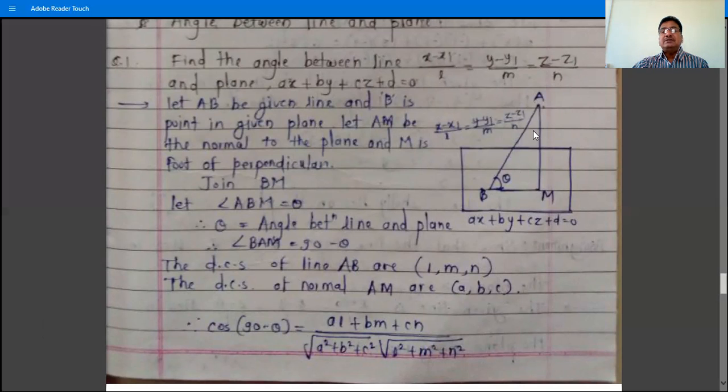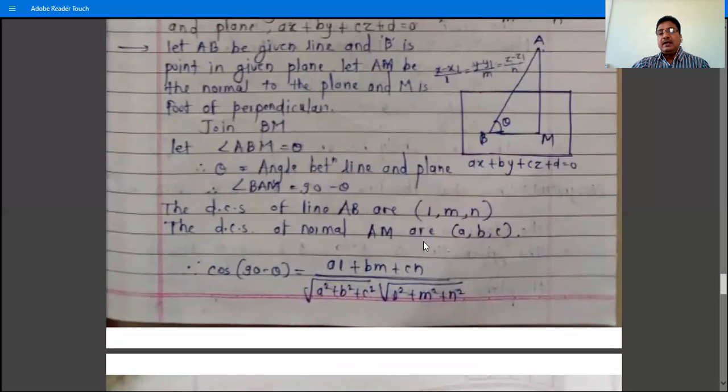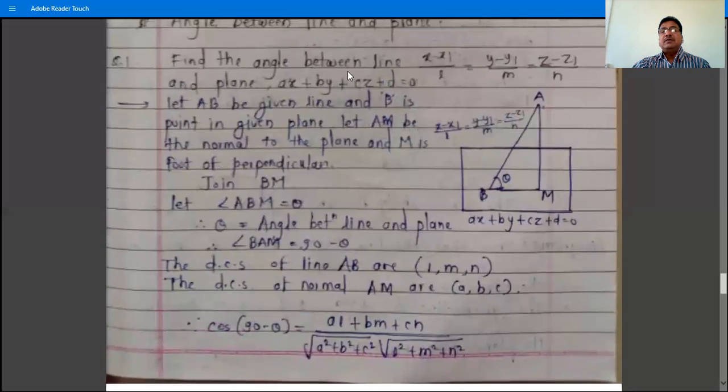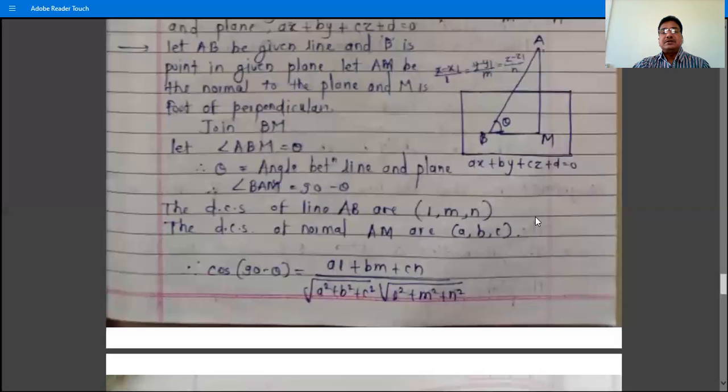This AM is perpendicular to the plane, meaning AM is normal to the plane, and the equation of this plane is ax plus by plus cz plus d is equal to 0. What are the coefficients a, b, c in the equation of the plane? They are the direction ratios of the normal to that plane. So the direction ratios of the normal AM are a, b, c, because the equation of the plane is ax plus by plus cz plus d is equal to 0.